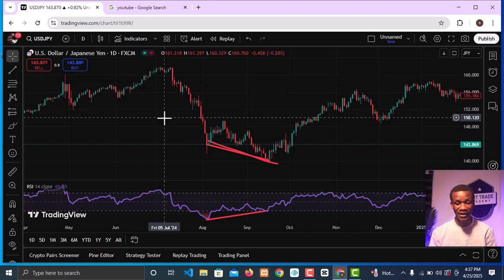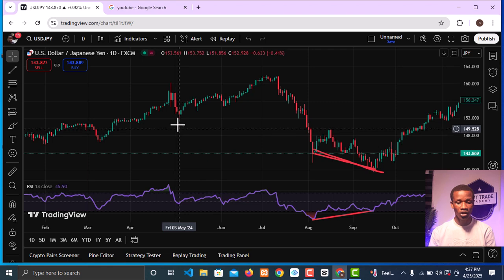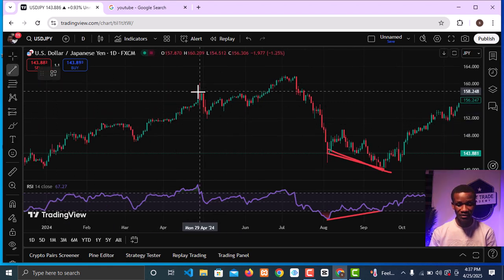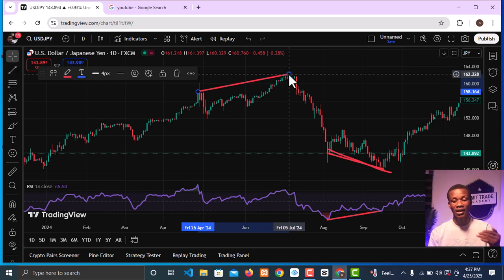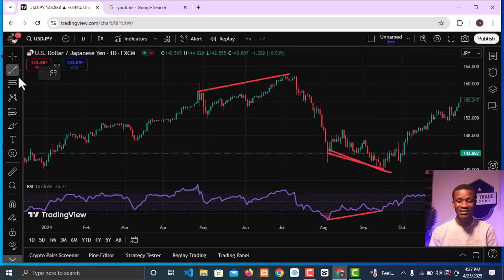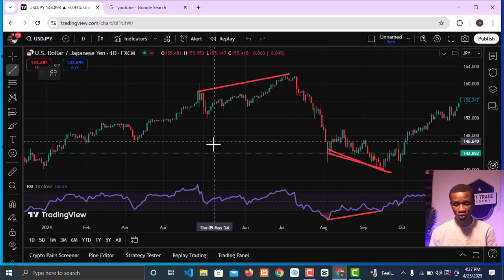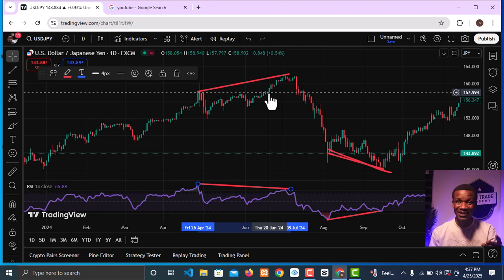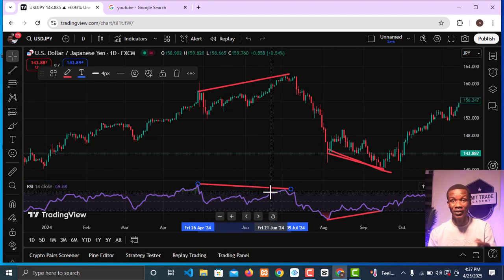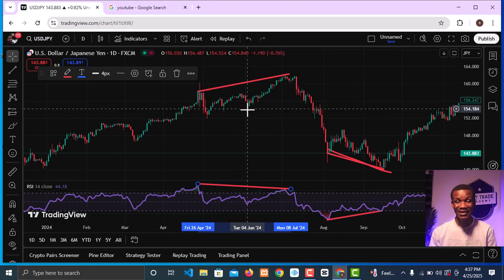The next example is right at this point. If you draw from this area, from this resistance level to this point of resistance, it is clear that markets have been moving upward, creating a higher high. But if you draw the exact same points on the RSI indicator, it is clear that markets have been coming back down on the indicator, creating a lower high, which is super important. So when this creates itself on the price action and the indicator, it means that the market has divergence.